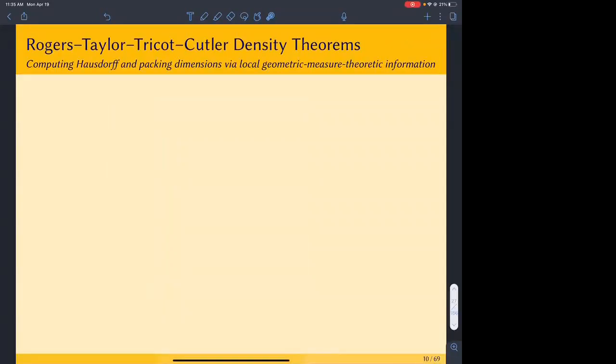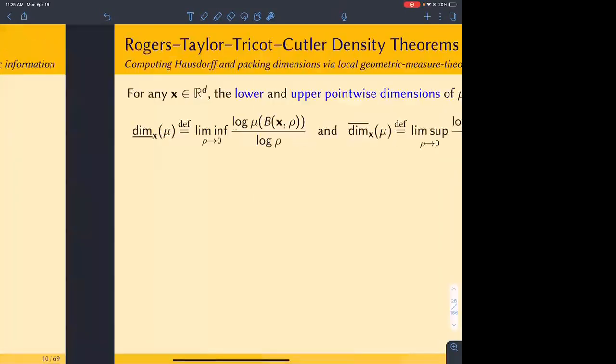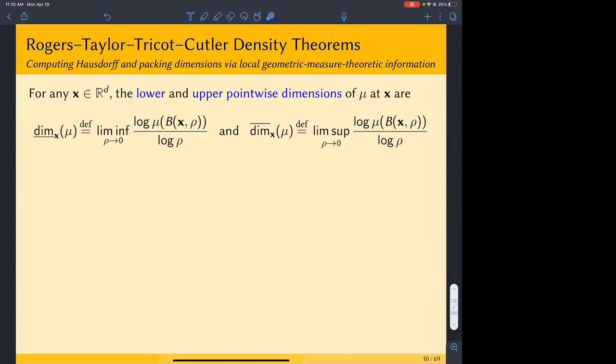So I'm not going to define Hausdorff dimension, but instead, I'm going to show you how you should think about Hausdorff dimension. This is a combination theorem that combines work of Rogers, Taylor, Tricot, and Cutler. We call it the Rogers, Taylor, Tricot, Cutler density theorem. It's a way to show you how to compute Hausdorff dimension, and maybe some of you are not familiar with this dual notion of packing dimension. For those of you who remember the definition of Hausdorff dimension, you're using coverings. And for packing dimension, you use packings rather than coverings. So it's dual in that sense. But I hope to impress upon you that this duality is actually much more than just what I said.